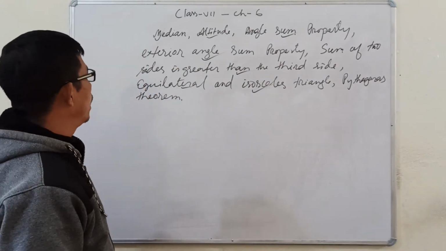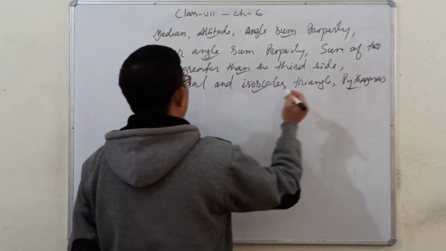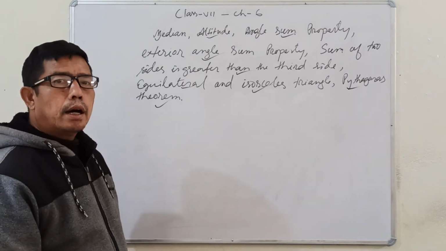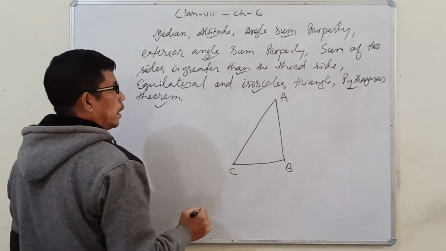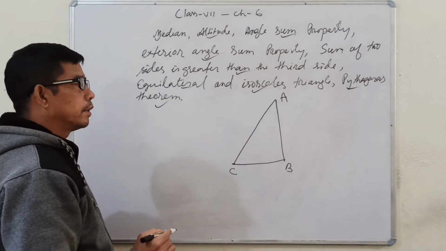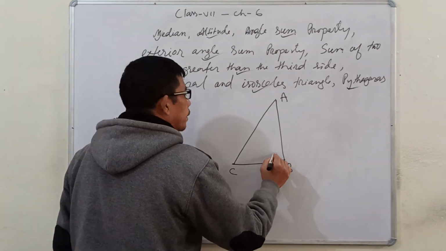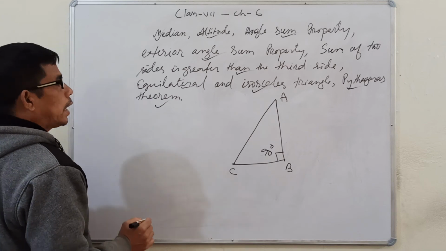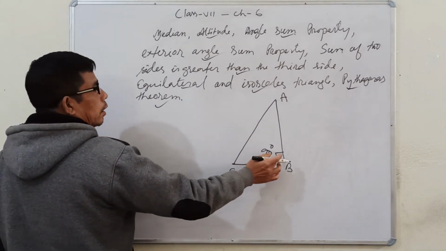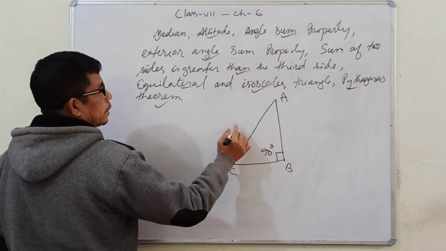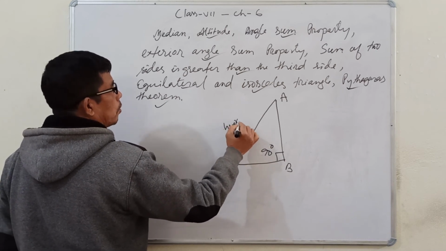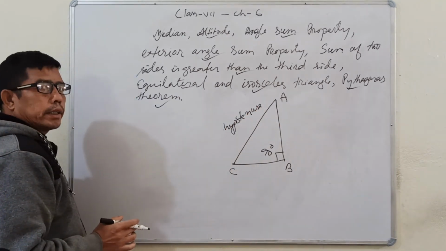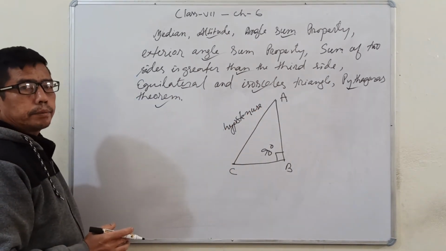Let's pick up the most important theorem, that is the Pythagoras theorem. It is applicable in a right angle triangle. Let ABC be the triangle, right angle at B. Then the side opposite to the 90 degree angle, that is AC, is known as the hypotenuse. And this is the longest side in a right angle triangle.